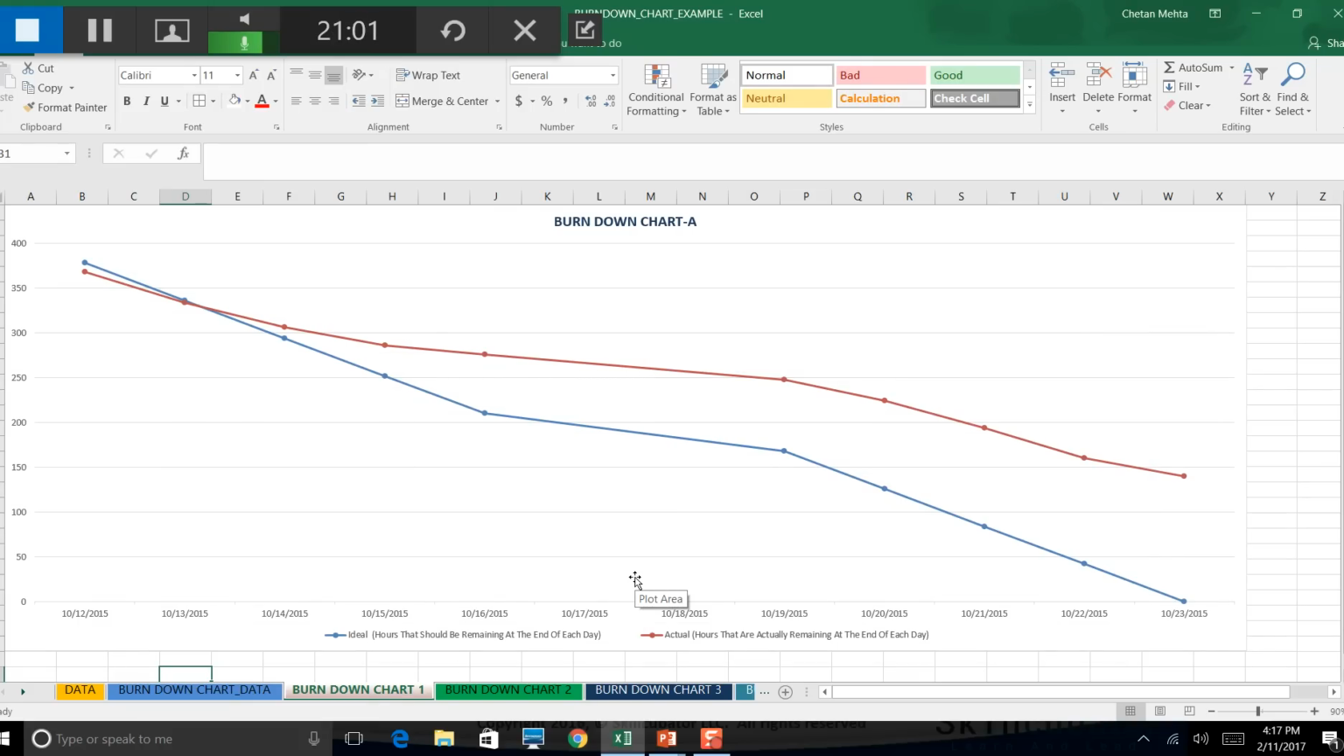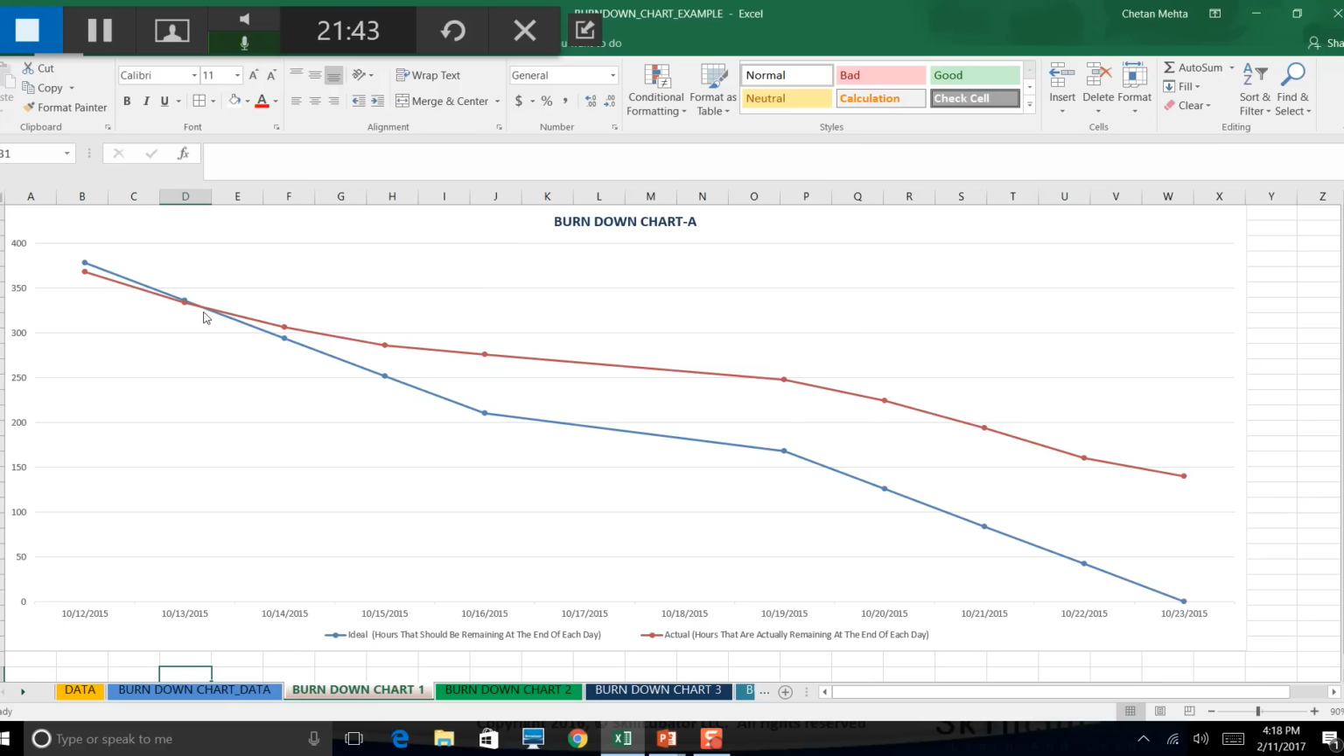So the first scenario is where we couldn't meet the scope. So the blue line indicates your constant burn rate, your ideal burn rate, where every day you come and you finish 42 hours worth of work. So you can finish all the hours by the 23rd. That's your ideal burn rate. But in the first scenario, we said that we were lagging behind. We were unable to meet the target. We were unable to meet the sprint scope.